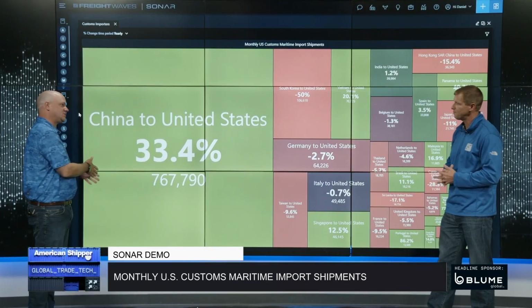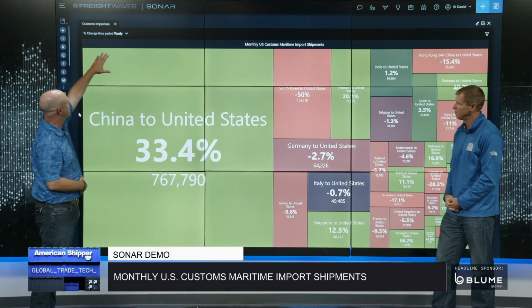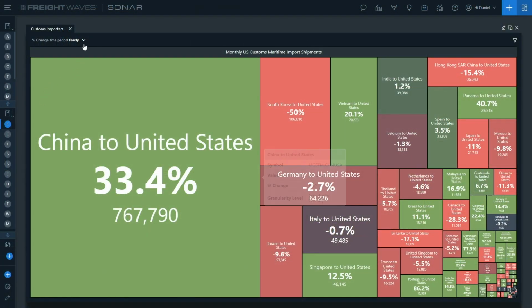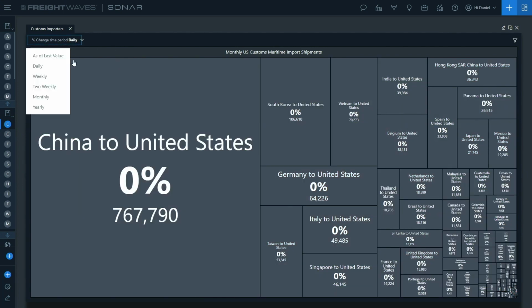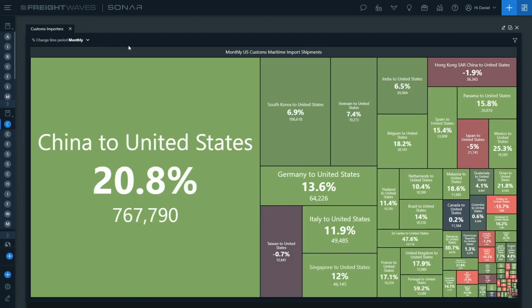Now, this is August specifically, but you can actually go up here to change the time period and change it to last print or last value, daily, weekly, two weekly, monthly, yearly. You can see a lot of activity in terms of deltas and changes and what's happening.